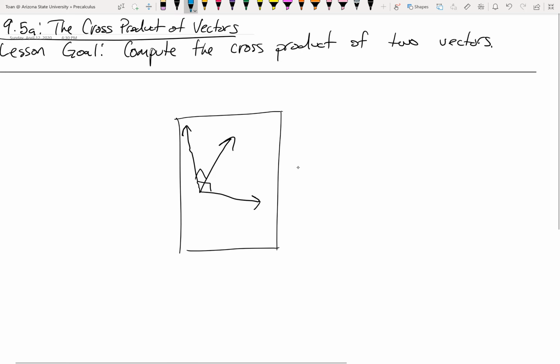So this vector right here, I guess I should do it in a different color. My pen is acting up. It's not drawing a straight line, it's all squiggles. There we go. That third vector is what we call the cross product.